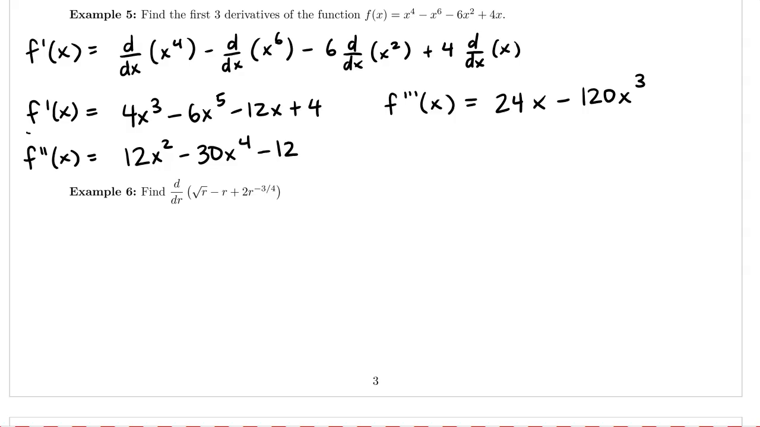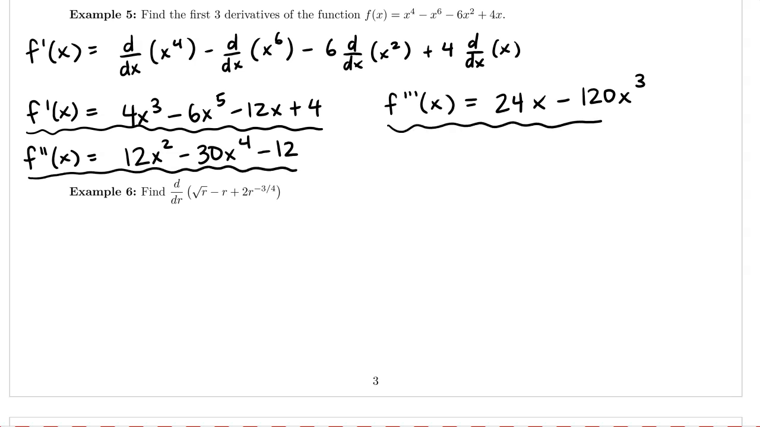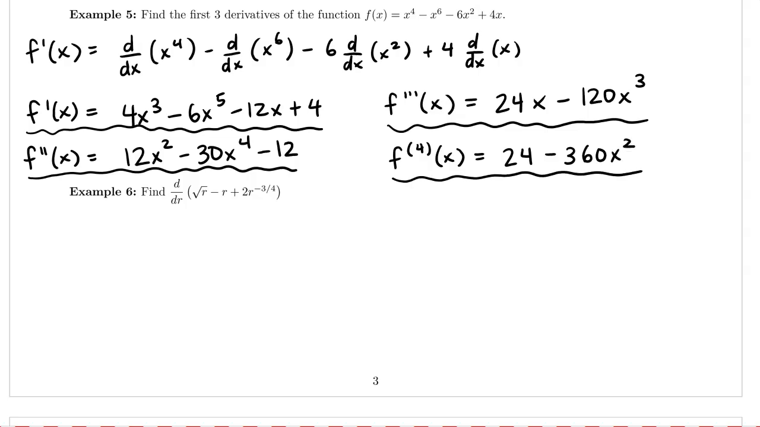So here we have our first derivative, our second derivative, and our third derivative. Now, it doesn't ask for the fourth derivative, but if it did, remember that our notation for our fourth derivative is when it changes up and it starts to look like this, where there's a superscript of the number 4 inside a set of parentheses. And then that would give us 24 minus 360x squared. So that would be the fourth derivative.